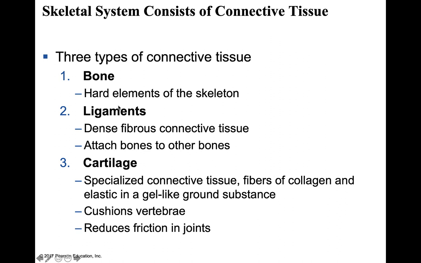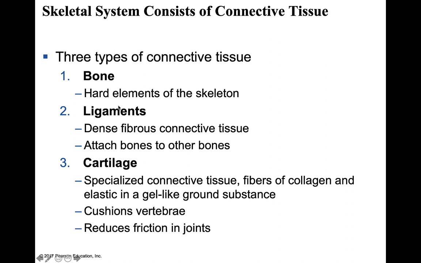Now, when we look at the skeletal system, it's mostly made up of connective tissue. And there's three types of connective tissue that we need to introduce here. Bone, and that's actually the hard component of the skeleton, and that's what we're probably most used to. Ligaments, we talked about dense fibrous connective tissue previously in chapter 4, and a ligament is defined as connective tissue that attaches bone to other bones. So we'll come back to that. Sprained ligaments are a very common injury.